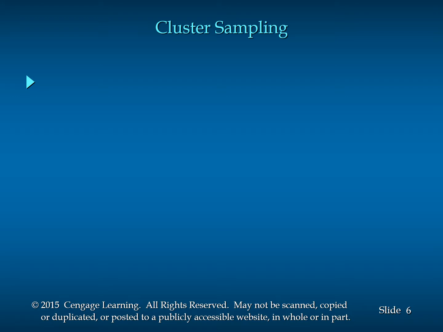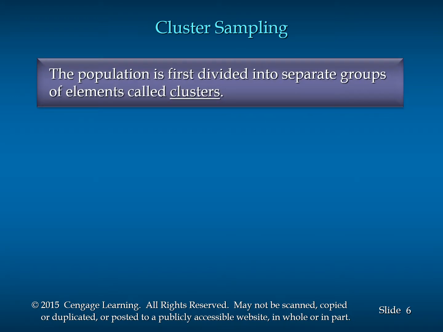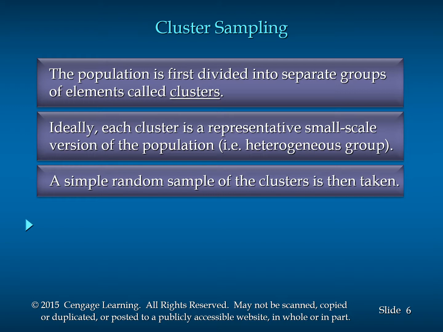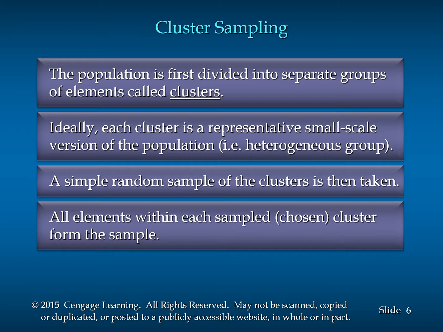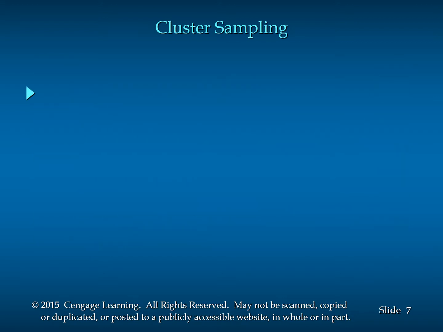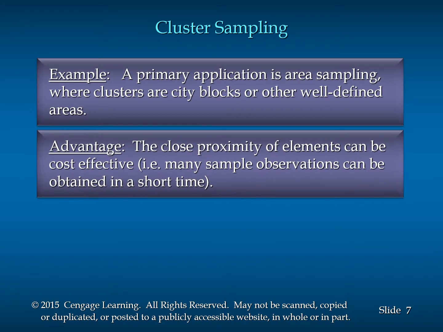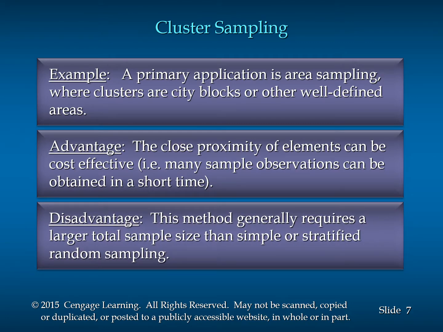Cluster sampling is similar in that the population is divided into clusters, but we will assume that each cluster is a small-scale representation of the entire population, in other words, heterogeneous. A simple random sample of the clusters is taken and then combined. There are advantages and disadvantages of cluster sampling. It can be more cost-effective, but can generally require a larger sample size.